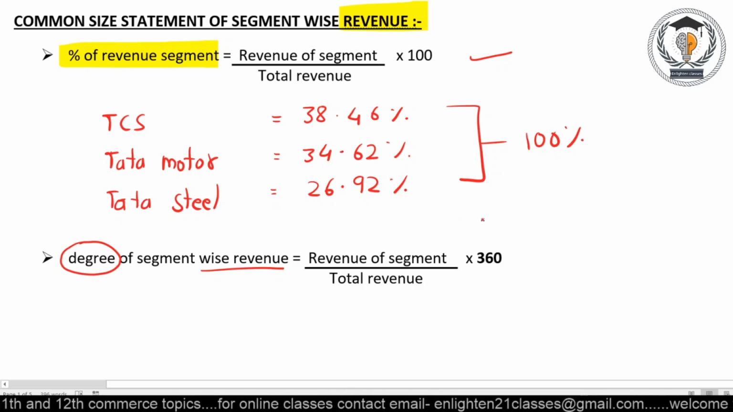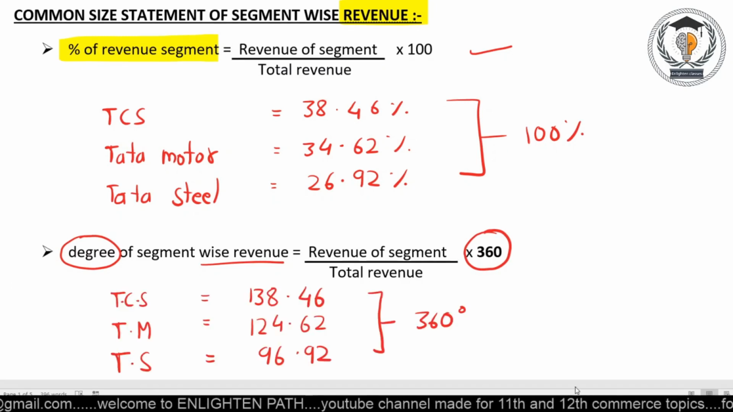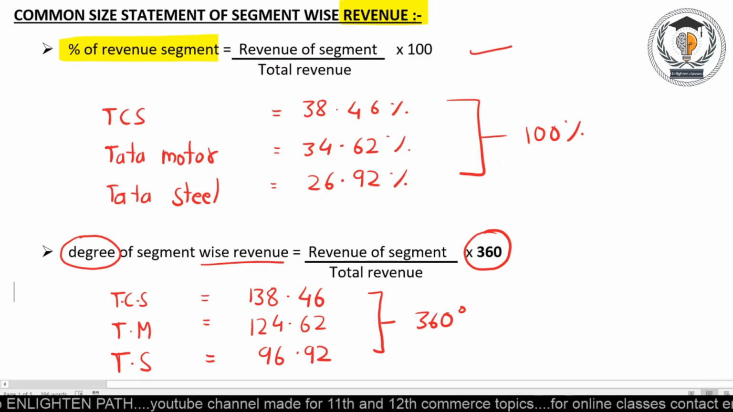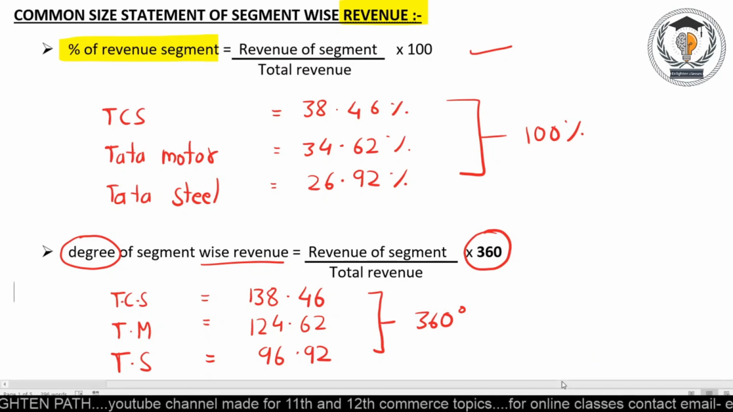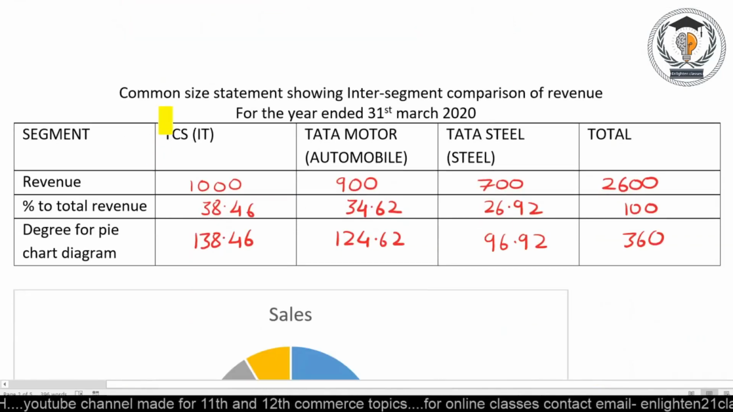Now the formula is the same, we just multiply it by 360. We multiply it by 360 and then we will get the degree of three different segments. So here we have calculated the degree of segment wise revenue. So we have found out the degree of all the three segments. Now you have to sum up all these percentages and degrees in a table. So the next thing that I have made is common size statement showing inter-segment comparison of revenue.